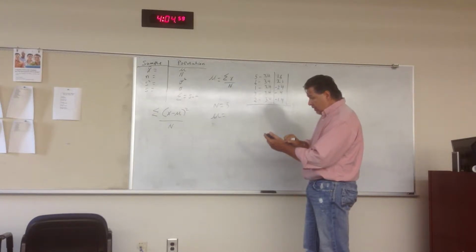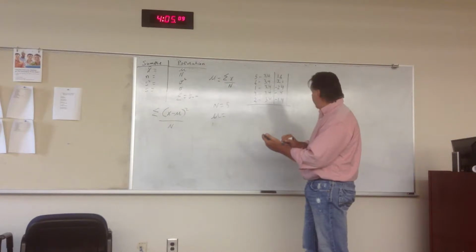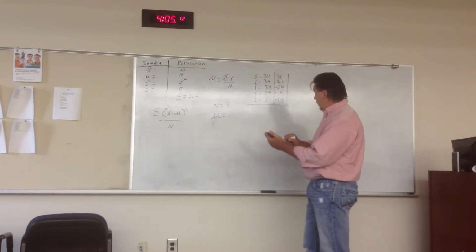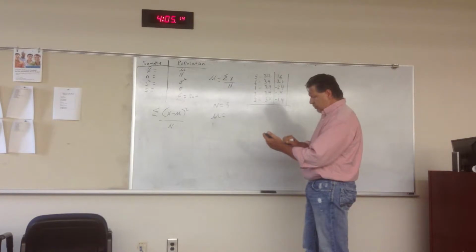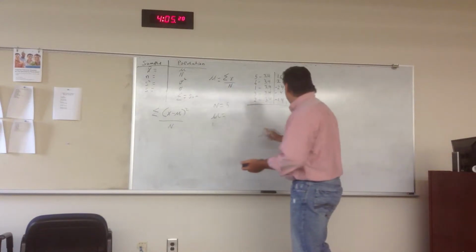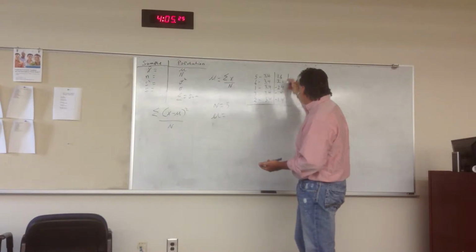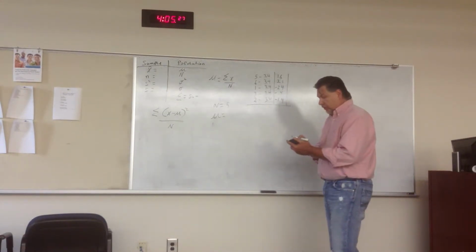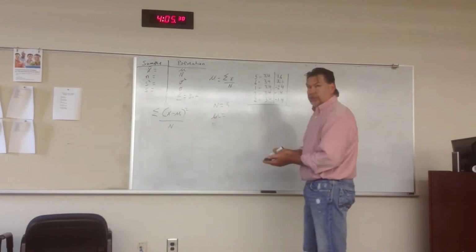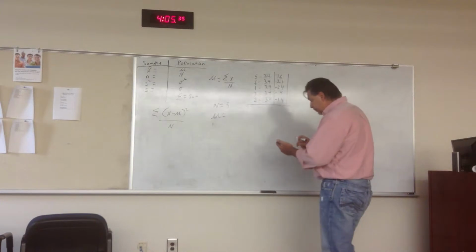and 1 minus 3.4 is negative 2.4, and 3 minus 3.4 is negative 0.4, and 2 minus 3.4 is equal to negative 1.4. So the next step, I'll add these deviation scores up, so I'll have a total of 0, and that's what I want to have, a total of 0. So I'm going to add those up right now.